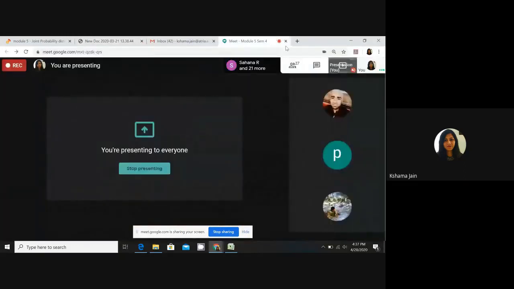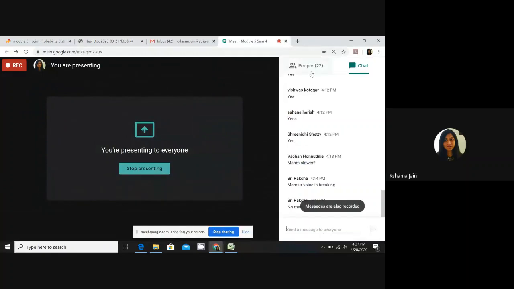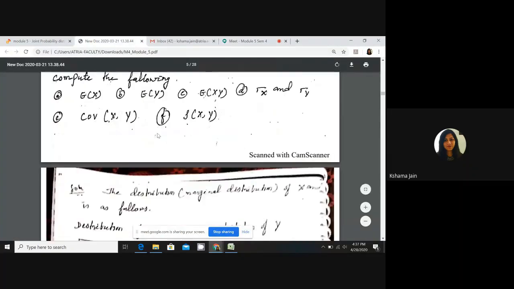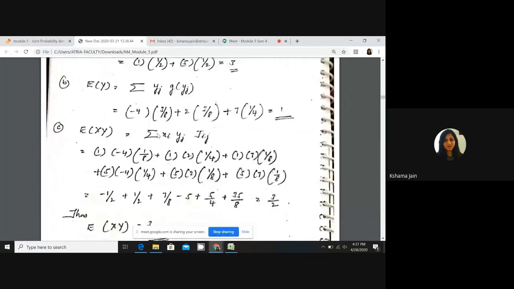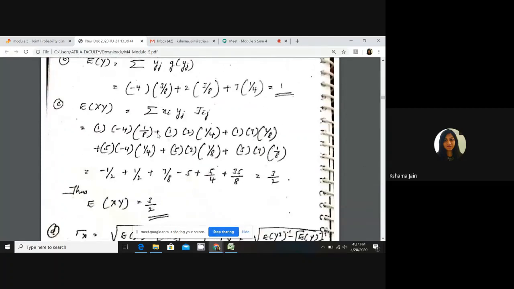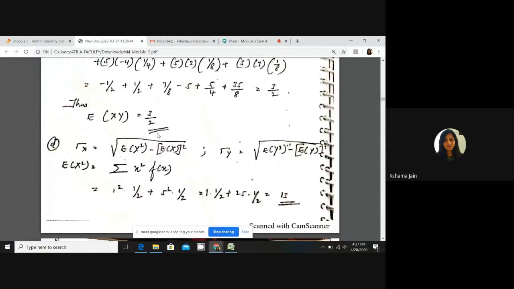Okay. So any doubt, students? So other questions are also the same like that only. Nothing they have done. Joint probability distribution has been given to find expectation, covariance, standard deviation and correlation.